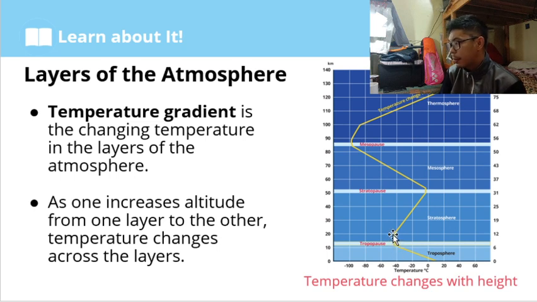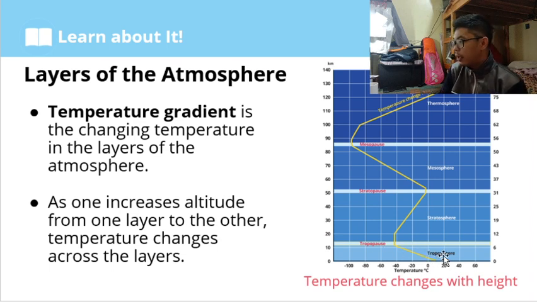Then the stratosphere, from the troposphere, it exits there and it goes up. And you get to see that as it enters your stratosphere, it gets warmer again. Then when it passes the mesosphere, it gets colder again. Then it rises towards the thermosphere, getting warmer again. So you get to see here that those are the patterns, what you call your temperature gradient: the varying temperatures in the different layers of the atmosphere.